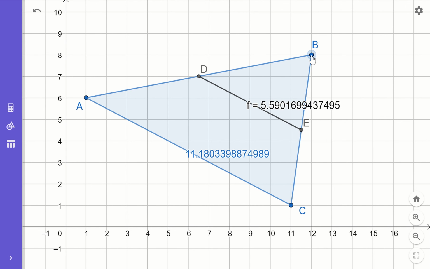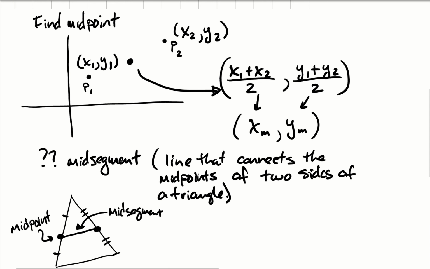So, in summary, today, the two things I want you to walk away with: we should be able to find the midpoint of a segment on the Cartesian coordinate plane by looking at its endpoints. And one of the ways we illustrated was this idea of finding the average of the x coordinates and the average of the y coordinates. The other thing is this open question. Well, this is a definition: a mid-segment is a line that connects the midpoints of two sides of a triangle.